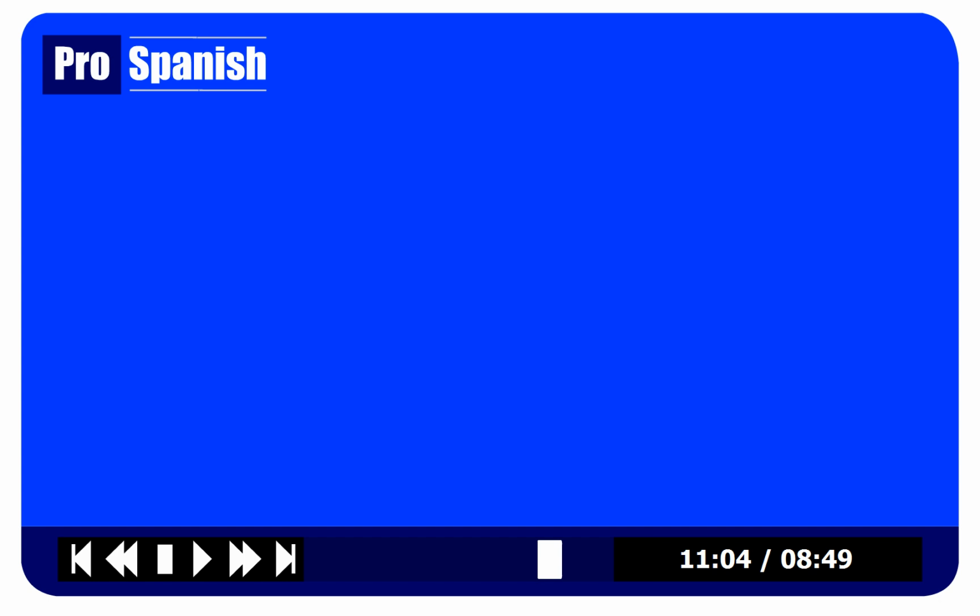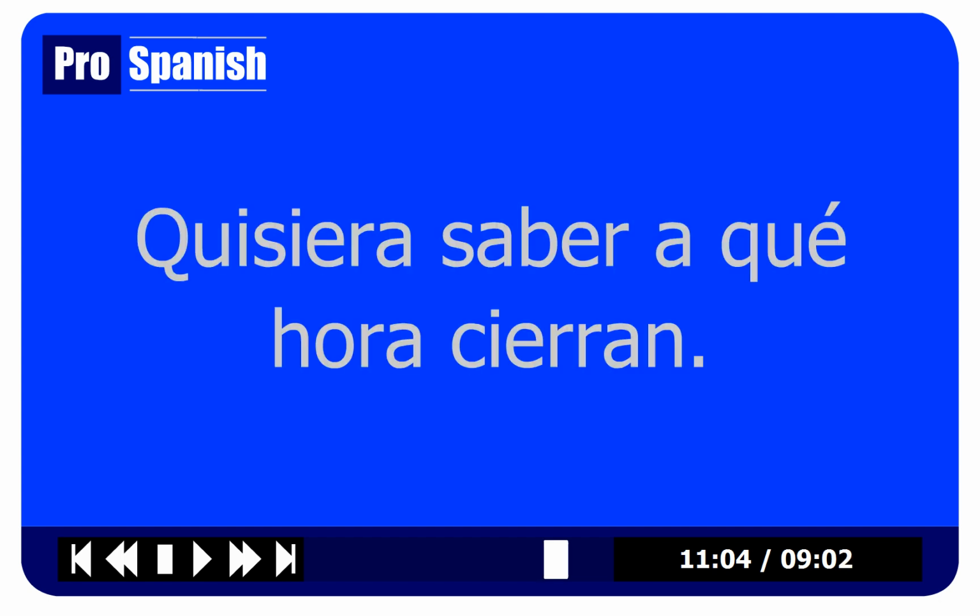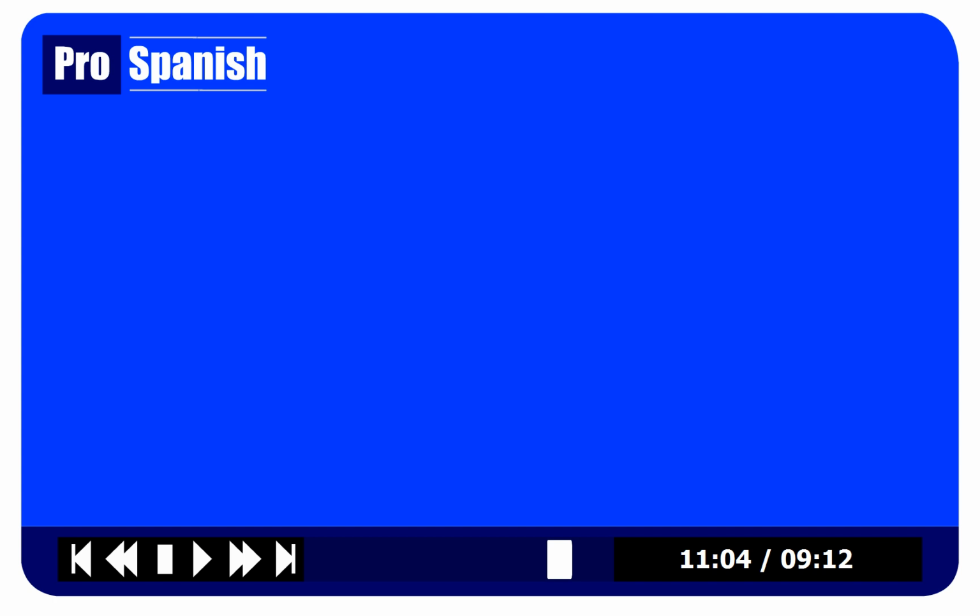How would you say using this form of I'd like? I'd like to know at what time they close. Quisiera saber a qué hora cierran.